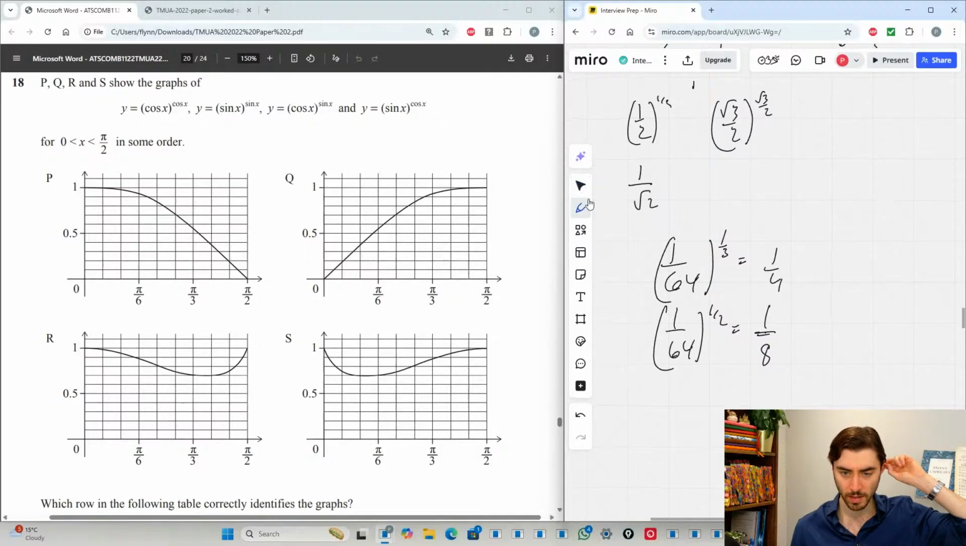And similarly, let me compare that with a 16th to the half.